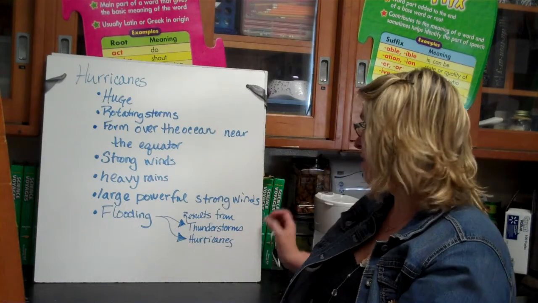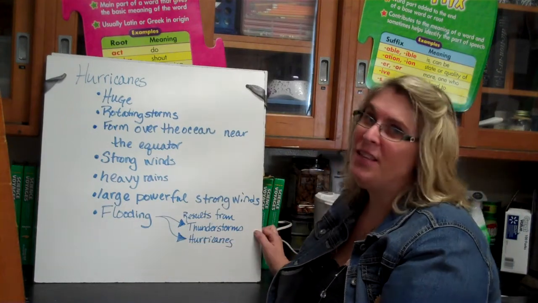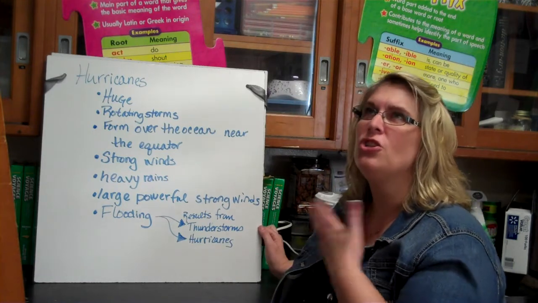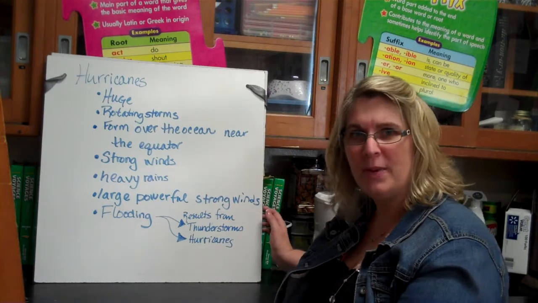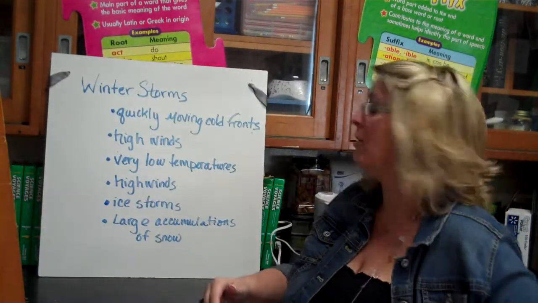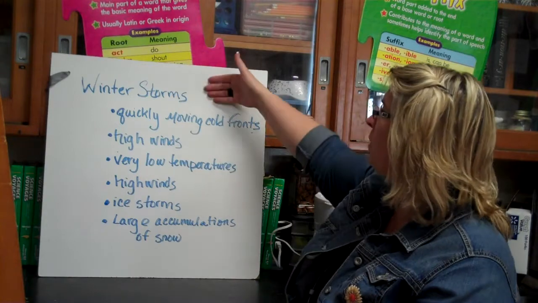Now, flooding can also come from thunderstorms or hurricanes, but this summer especially, the summer of 2013, you will know that we have had so much rain. We've had flooding in a lot of places, and you might have actually experienced that in your home or in your yard.